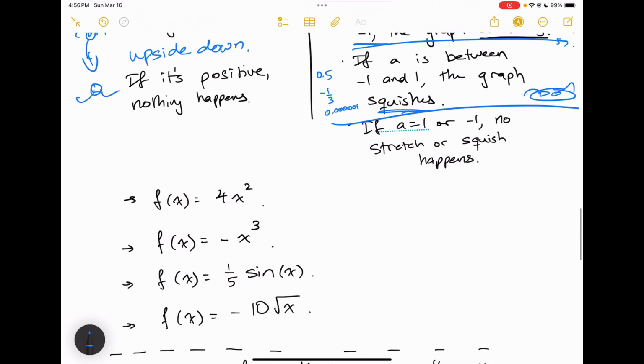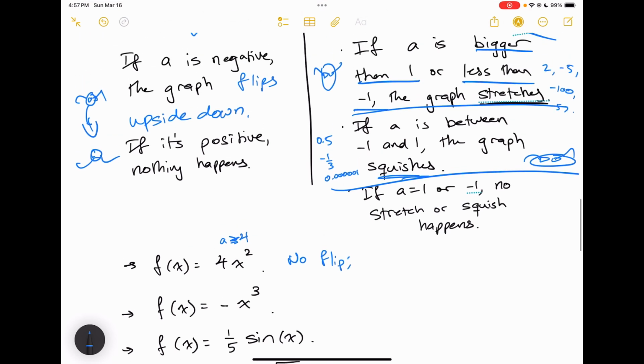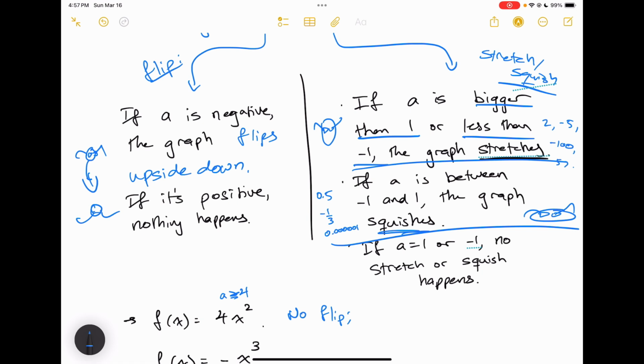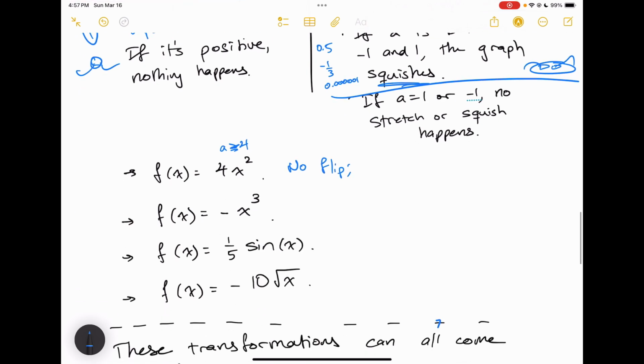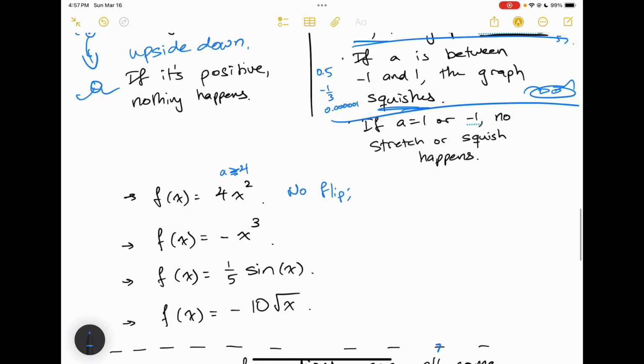Let's look at a couple of examples right here. If f of x equals 4x squared, note that this a right here equals 4. It is a positive number, so we have no flip. But how about a stretch and a squish? Well, let's look at the rules. A is 4, so it's a situation where we're bigger than 1. So when we have a bigger than 1, we know that it stretches. So we have no flip, and it stretches.